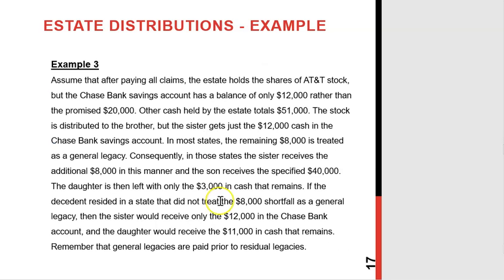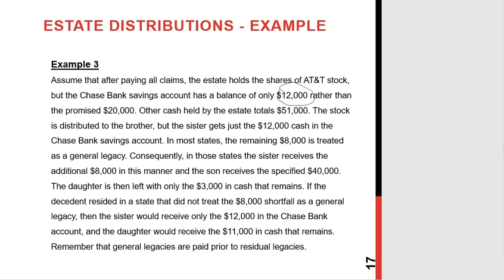Now we will see the same example, but this time the estate does have AT&T stocks. Chase Bank only has $12,000, not 20,000, which was supposed to be given to the sister. And then there is some other cash, and that is $51,000. So now how are we going to distribute it? The AT&T stocks are still there, so that will be given to the brother. And then look at the Chase Bank account. Chase Bank only has $12,000. So first the sister will be given this $12,000.